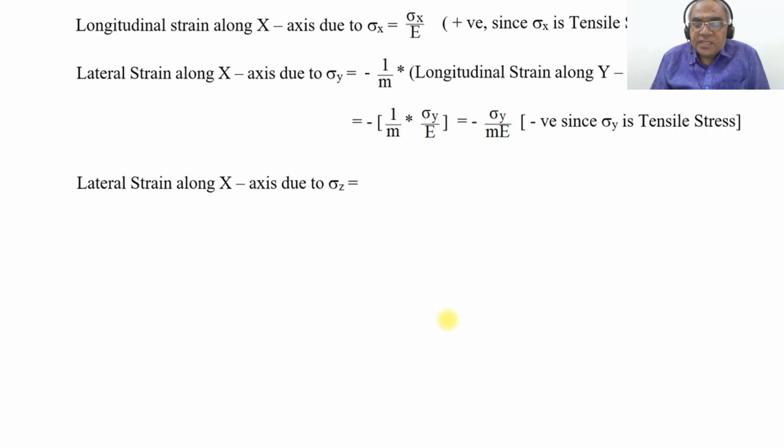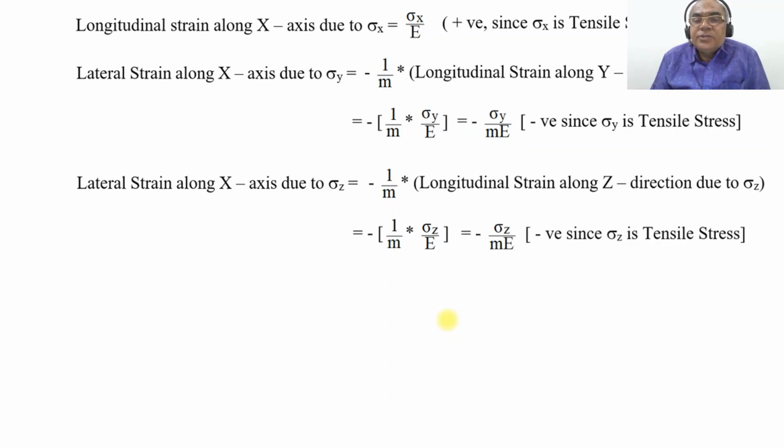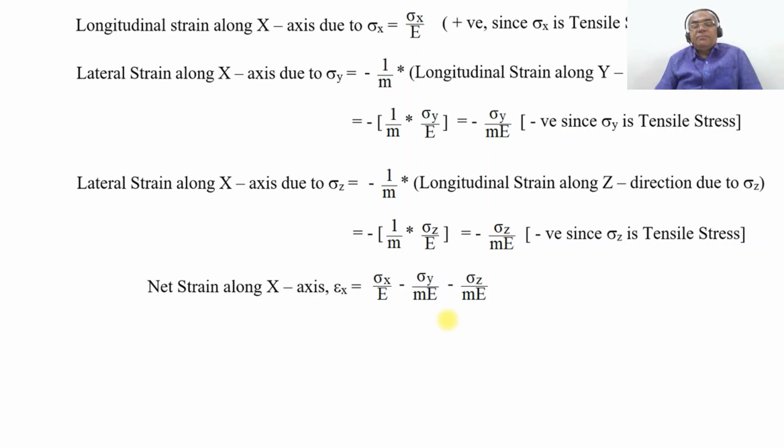The lateral strain along the x axis due to sigma z will again be minus 1 by m into the longitudinal strain along the z direction. That is minus 1 by m into sigma z by E, equal to minus sigma z by m E. Again negative, since sigma z is tensile stress. So what will be the net strain along the x axis? Epsilon x will be equal to sigma x by E minus sigma y by m E minus sigma z by m E. We substitute all these values, and you can take out 1 by E as the common factor.